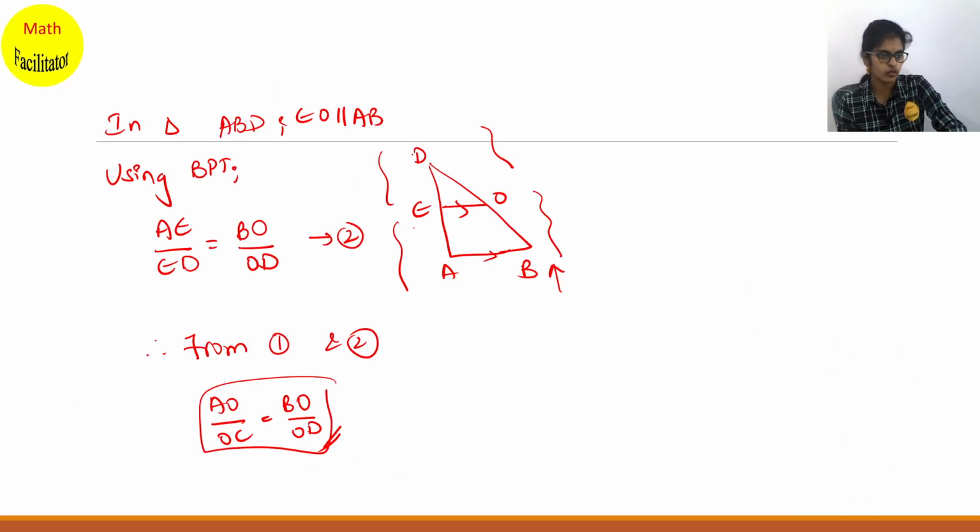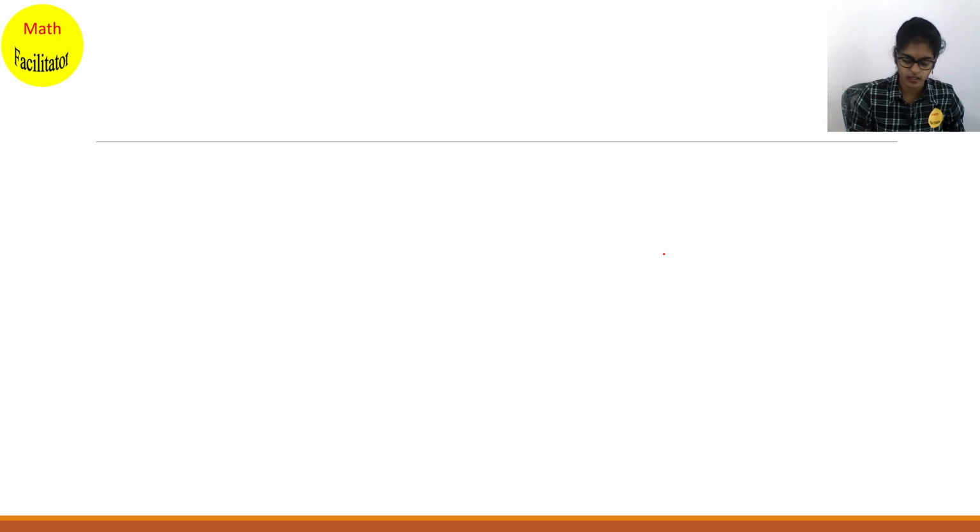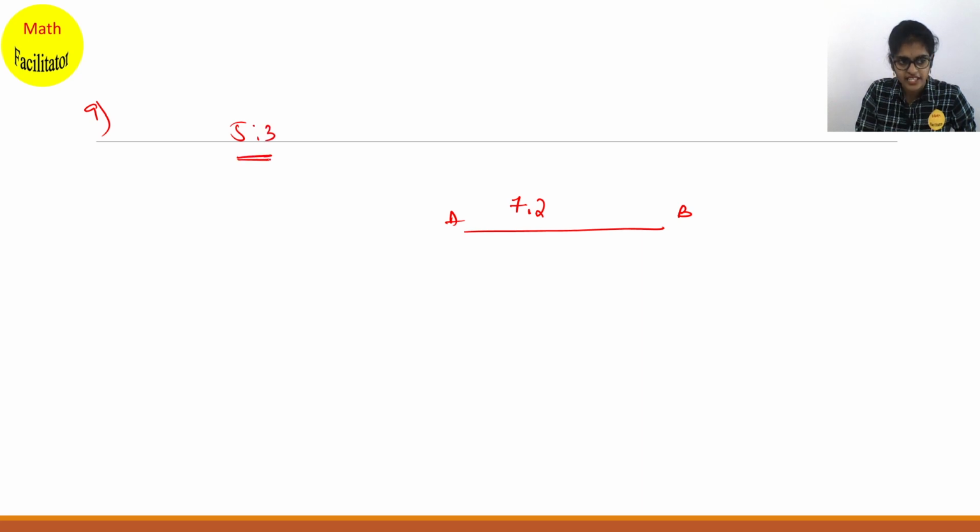Clear? So question number 9. Question number 9 is a construction question which is not so important, but anyways I'll just tell you. You need to draw a line segment of length 7.2 centimeters. Draw it with a scale. So it is AB, 7.2 centimeters, and you have to divide it in the ratio 5 is to 3. 5 is to 3 means how many parts are there? Total parts are 5 plus 3, isn't it? So total you have 8 parts.